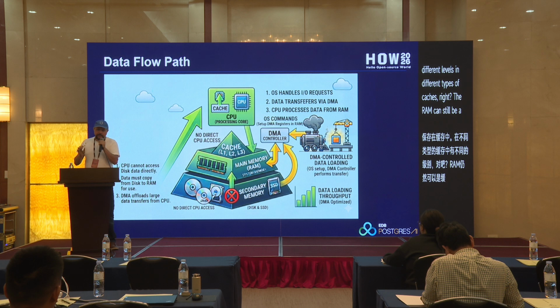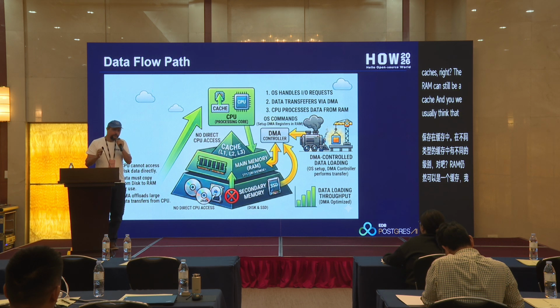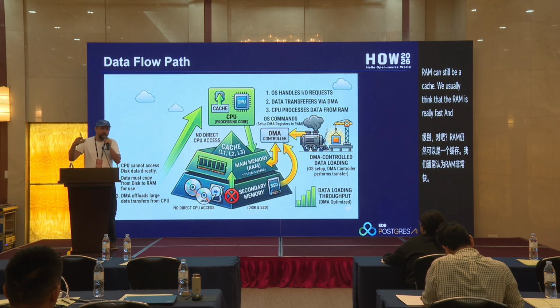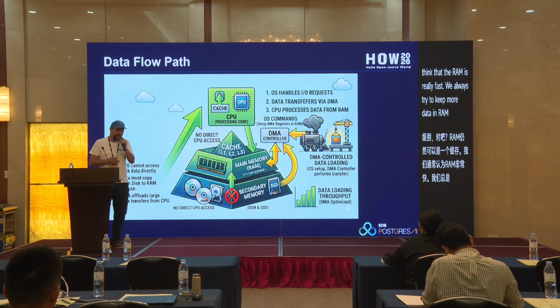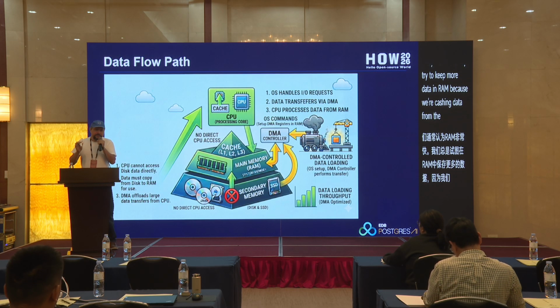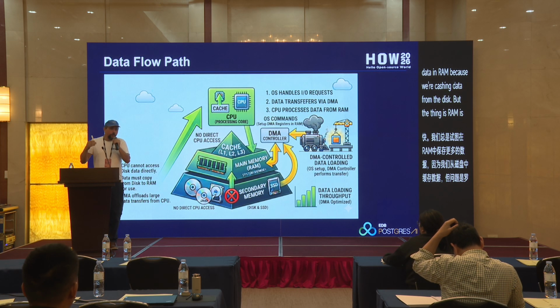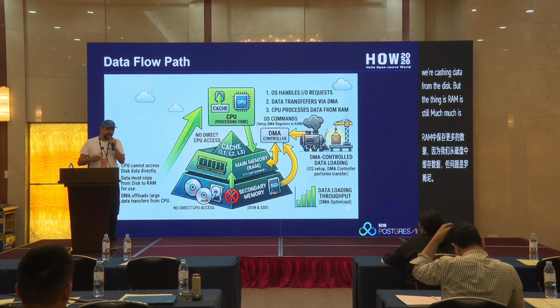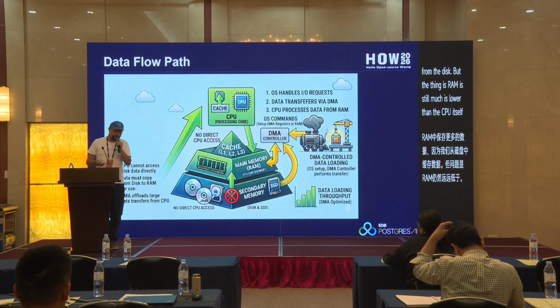And we usually think that the RAM is really fast, and we always try to keep more data in RAM because we're caching data from the disk. But the thing is, RAM is still much, much slower than the CPU itself and the CPU cache itself.